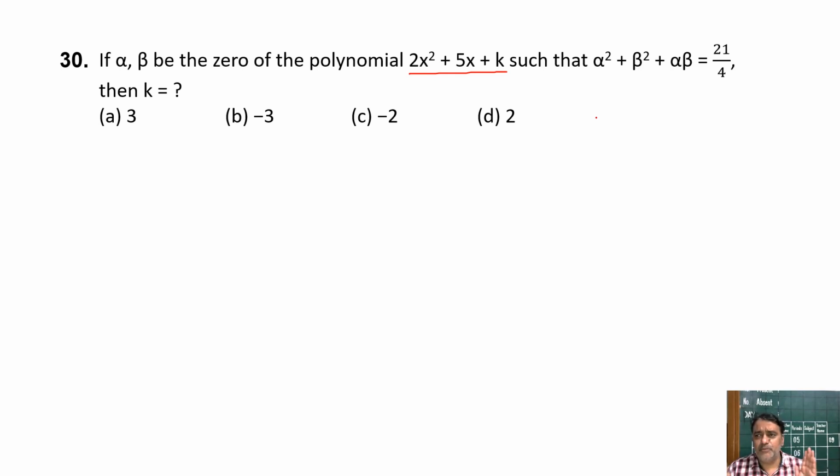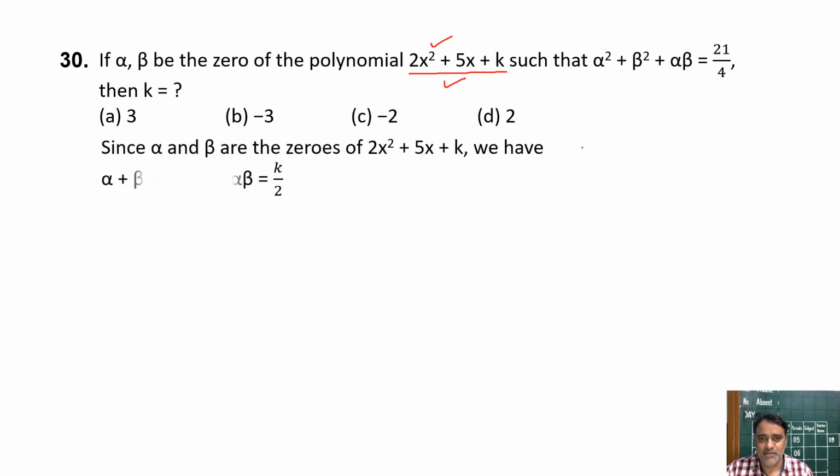Okay, fine. So first of all we will find alpha plus beta and alpha beta. So what is alpha plus beta? The formula is minus b by a. So what will you get from here? Minus 5 by 2. Very good. And alpha beta is c by a. So what will you get from here? k by 2. So we got alpha plus beta is minus 5 by 2 and alpha beta is k by 2.